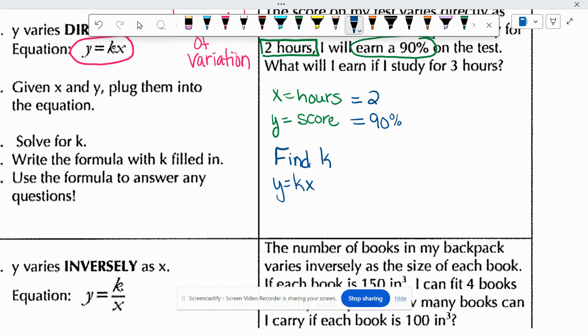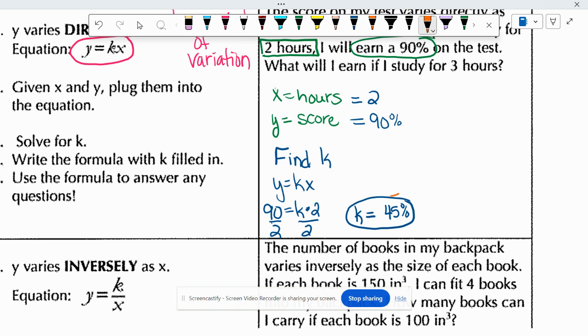So y is going to be 90 equals k times 2. So now what? How do I get k all by itself? I divide both sides by 2. Divide both sides by 2, and I find out that k, my constant of variation, is 45%. K is 45%.